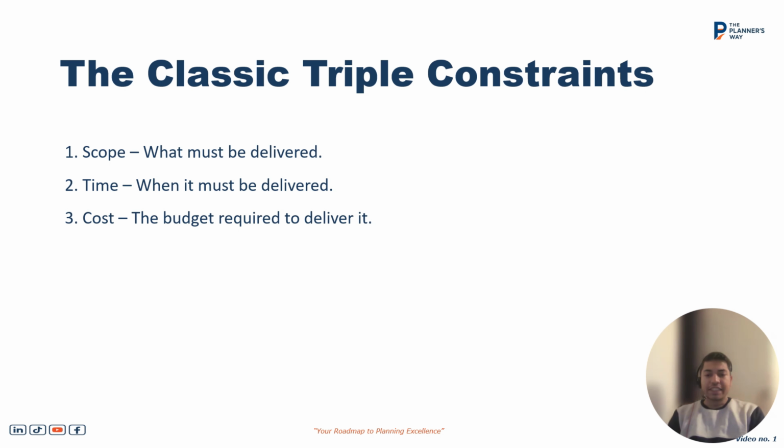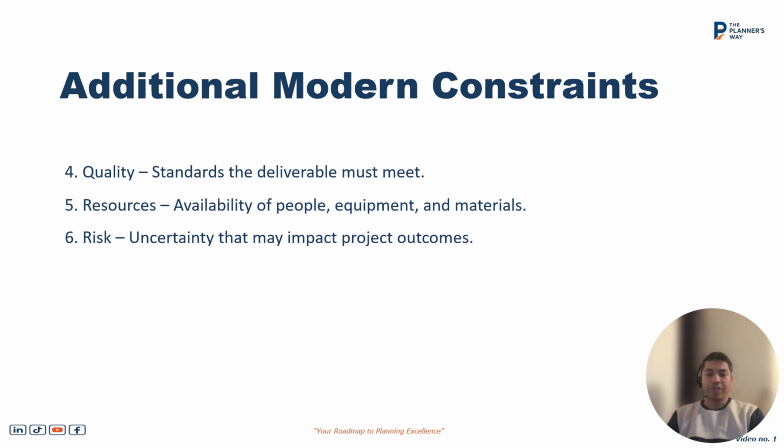So these three define the boundary of the project: what scope needs to be done, at what time it needs to be done, and what will be the overall cost within which the project needs to be done. In modern days, we have introduced three more constraints which impact a project, which are quality, risk, and resources. Quality means the standard at which the project needs to be delivered.